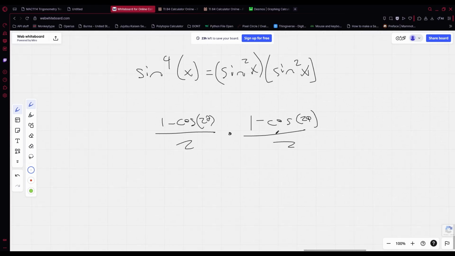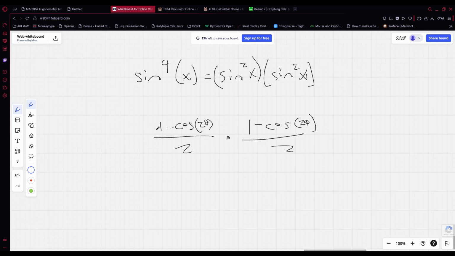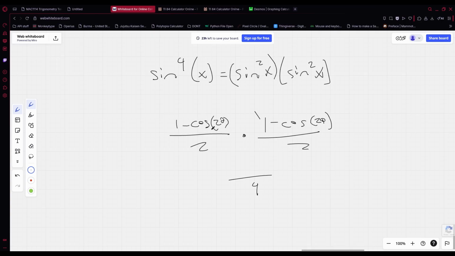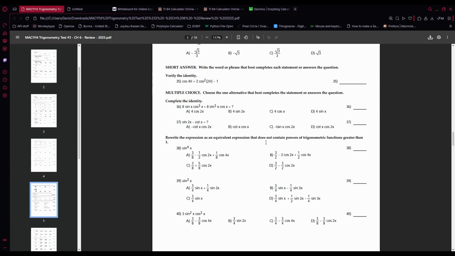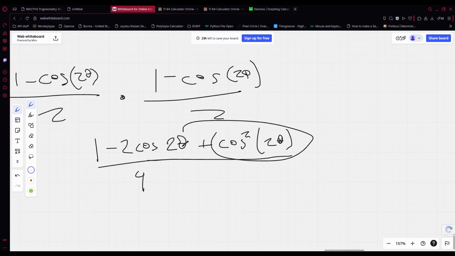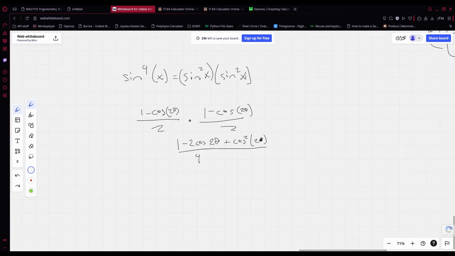The reason for that is because we're multiplying here. So there's still more work to be done. So if we cross multiply, it's 4, and then it's 1 times 1 is 1, minus 2 cosine 2 theta plus cosine squared 2 theta. So the question is saying, make sure it doesn't contain powers of trigonometric functions greater than 1. So we are fried still. How are we going to power reduce this?